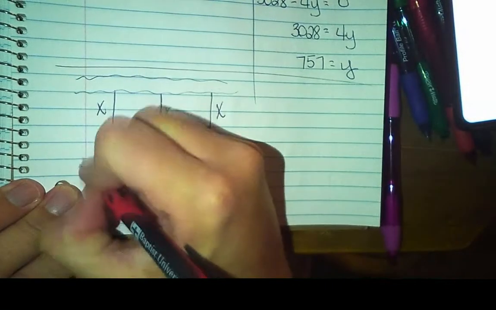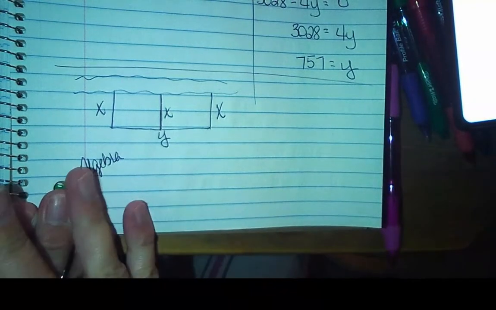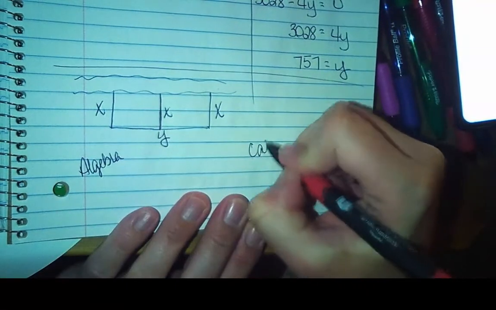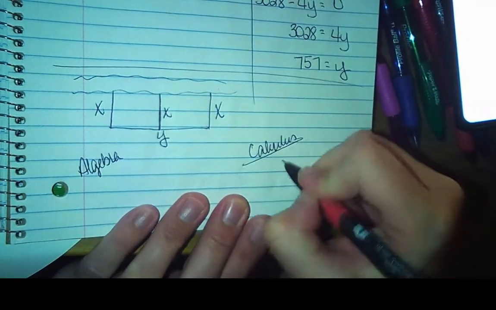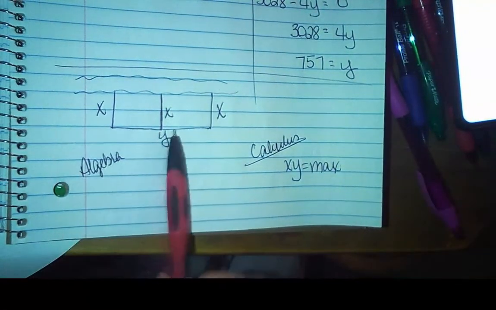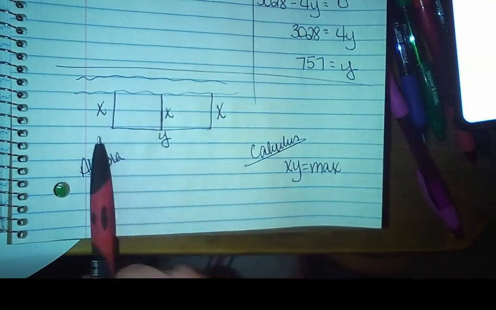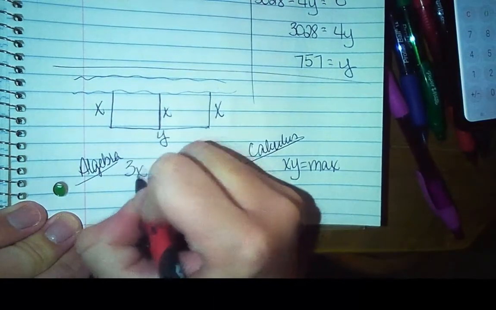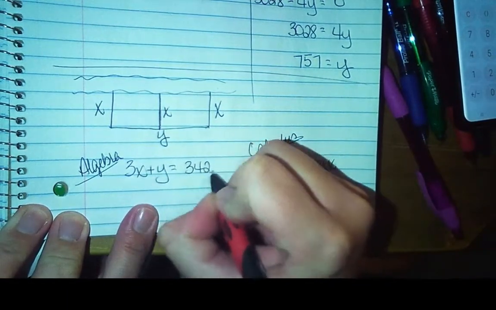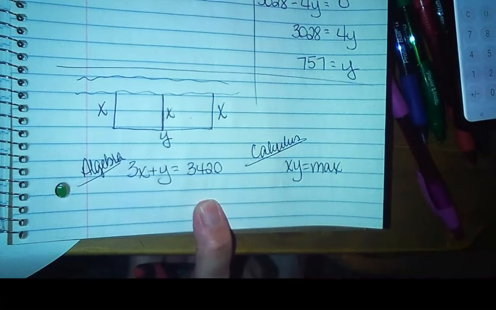So if I set this up as algebra, remember you are given algebra. And then when I want area, the area is simply going to be x times y. So for the calculus side, I'm going to get xy needs to be a max. But now I got to be really, really careful. How much fencing do I need? I need 3 x's plus a y. So 3 x's and a whole y needs to give me 3,420 yards.